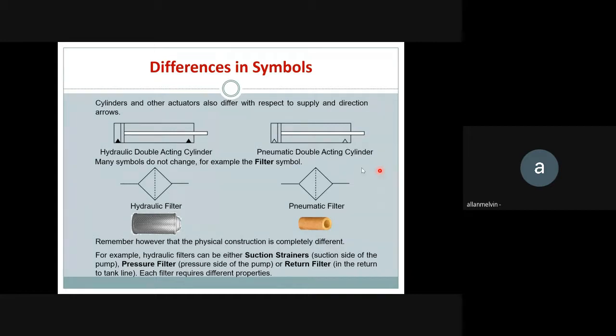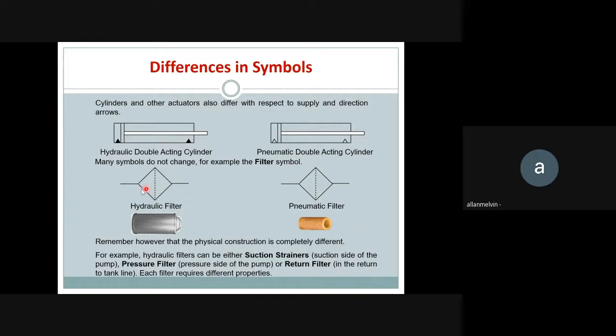Okay, the second one, differences in symbol. Cylinders and other actuators also differ with respect to supply and direction arrow. Cylinder pun dia ada dua port, so a double acting cylinder. If you have a port, make sure you darken it for hydraulic and leave it white for pneumatic. So we know this is a hydraulic cylinder and this is a pneumatic cylinder. Even though the symbols are almost the same, the construction is a bit different, because both are using different fluid. Many symbols do not change.